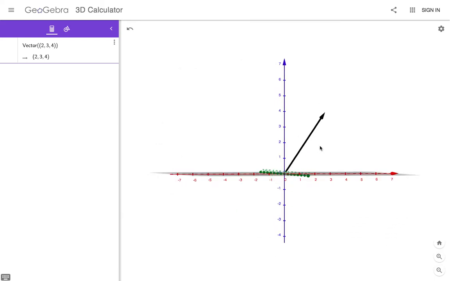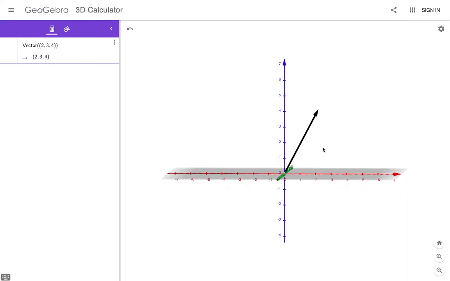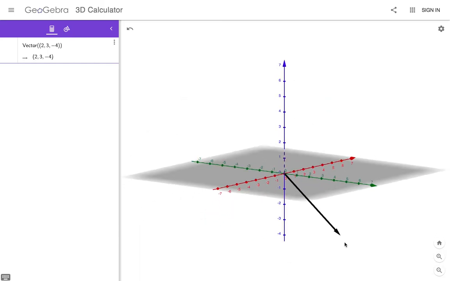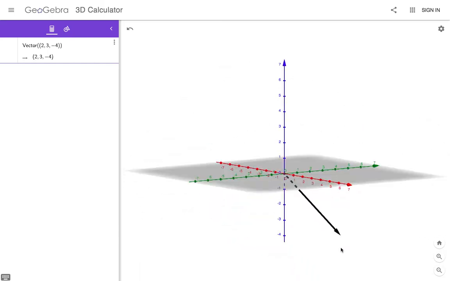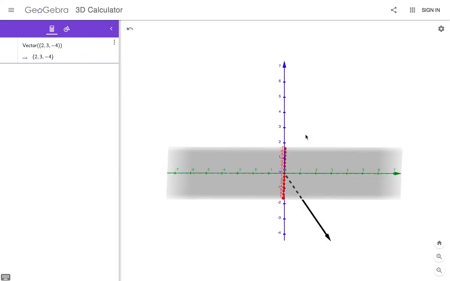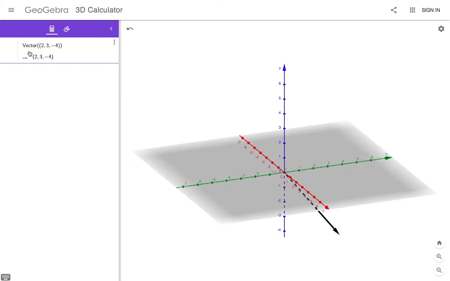But if I wanted to go below the xy plane down here, where z is negative, I would just change my z component to a negative value, like -4, and now my vector is pointing down into an octant that is below the xy plane. Okay, so I could point this vector in any direction I want to, and I can have it be as long as I want just by changing the values of the components, right?